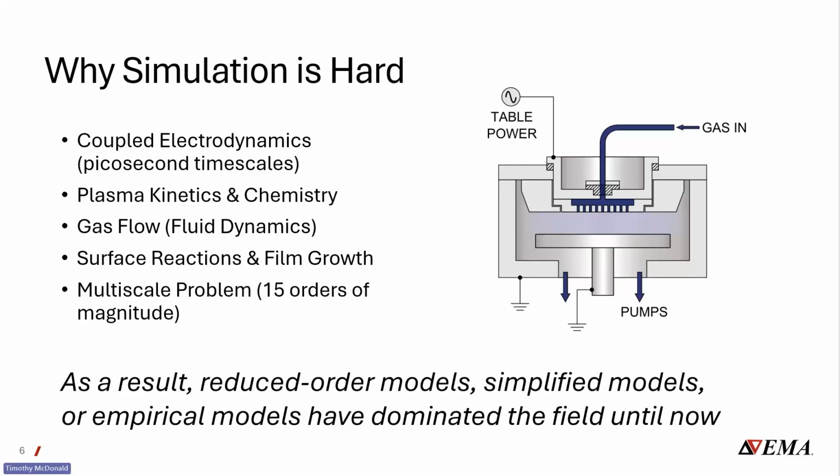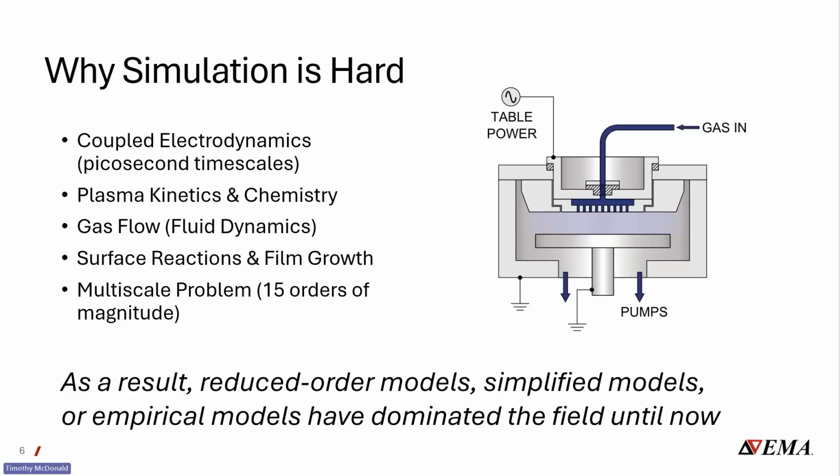The spatial scales go from angstrom-level film chemistry to the 300 millimeter wafer up to the 1 meter reactor chamber. And then we also have time scales. The temporal scales are femtosecond electron motion to microsecond plasma oscillation to the seconds to minutes process times. Bridging these has in the past required several approximations and hybrid models: fluid, kinetic, empirical.